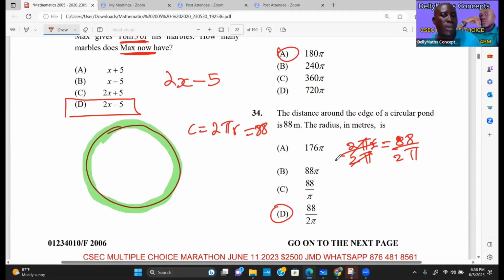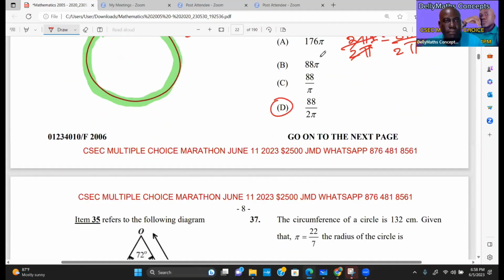So it's about looking at the question: circular, then a circle comes to mind. The distance around, circumference comes in. You have to let the ideas jump out at you as you go.